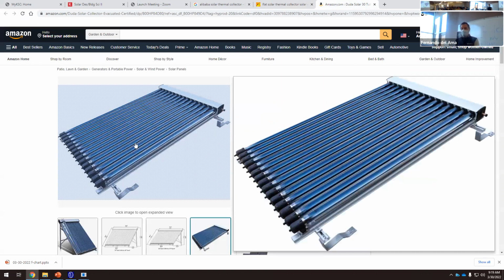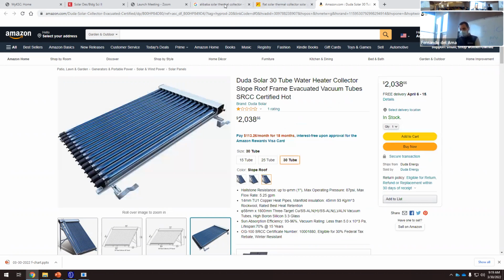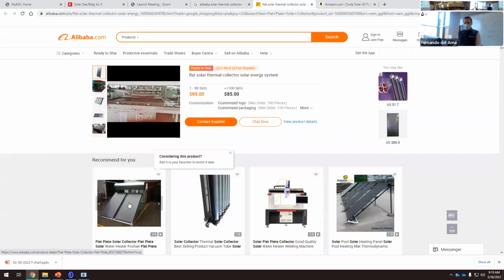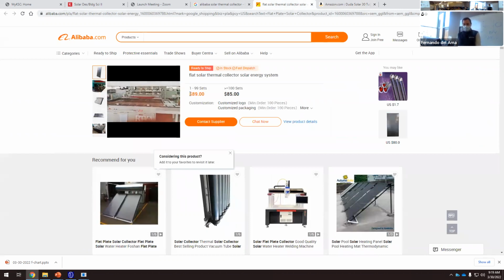Those ones are more expensive. They are better, they are more reliable. Probably they have fewer problems with freezing, but they are more expensive. Anyway, this technology, the flat collector, is quite cheap. So we're talking about $100 per panel. It's not a lot of money.